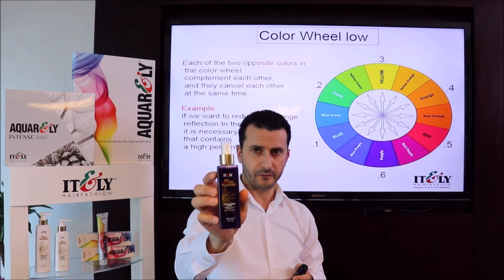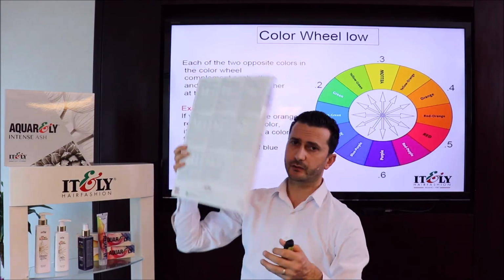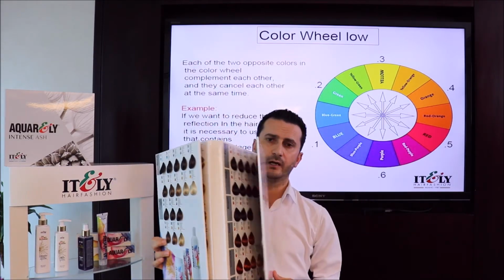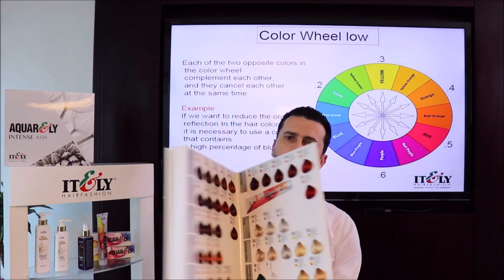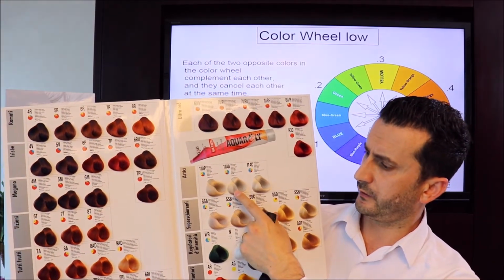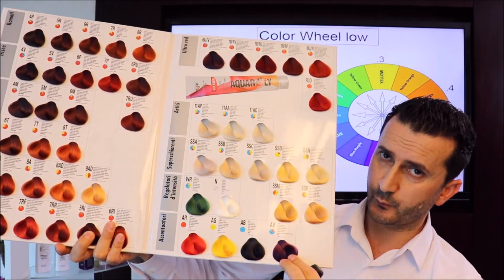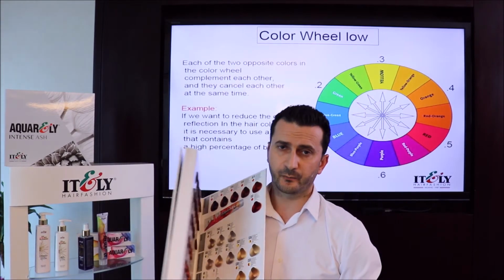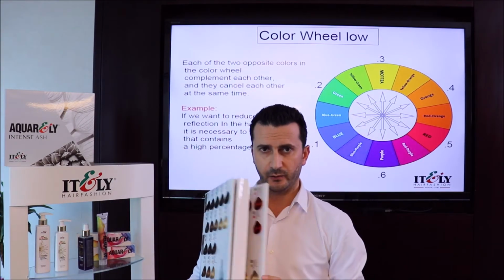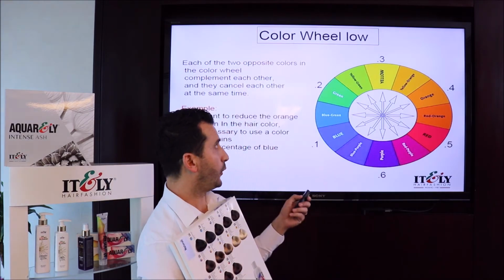Also, for example, if I take from the AQUARELY color chart, let's say I want to cancel the yellow, I can take one of the lightest blondes like 11AP or 11AA. I can mix it with the violet booster, 1 gram of violet booster, to create a very light ash violet blonde to cancel the yellow, and so on. So those are the main rules of the law of the color wheel.